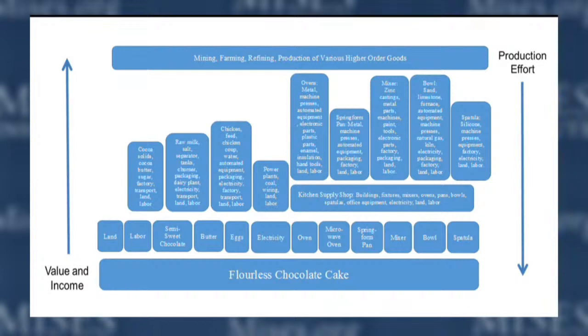On the other hand, value and income directionally move up the structure of production. The reason butter is valued is partly due to the fact that butter is used in making flourless chocolate cake, as well as other things. The reason semi-sweet chocolate is valued is that it is used to make flourless chocolate cake and other things. Semi-sweet chocolate, of course, can also be used as a consumer good, but that's a topic we're going to talk about just briefly down the road.